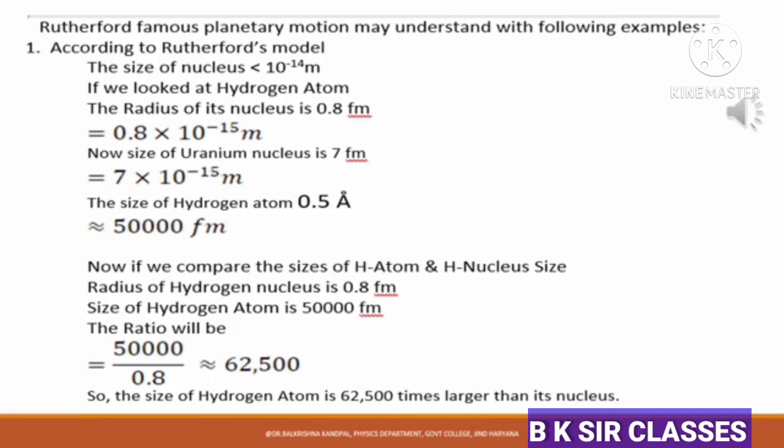That is approximately 62,500. So we are saying that in this way, by comparing the hydrogen atom with its nucleus, the hydrogen atom is 62,500 times larger than its nucleus. So it is very large comparatively. The atom size is very large compared to the nucleus of hydrogen.